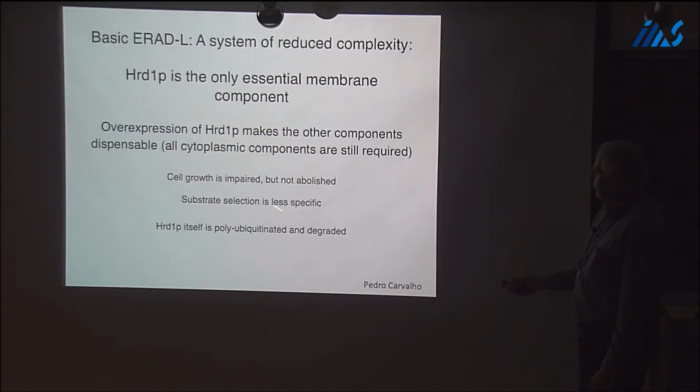So what Pedro found is that when you overexpress HERD1, you don't need the other components anymore, whereas all the cytoplasmic components are still required. This makes the cells grow a little slower. The substrate selection is less specific, so you're starting to degrade things that you shouldn't degrade. And it also turns out that HERD1 itself gets polyubiquitinated and degraded. But this aside, it still is ERAD. And that's why we call it the basic ERAD process. And this is our first goal. So we want to reconstitute basic ERAD-L.